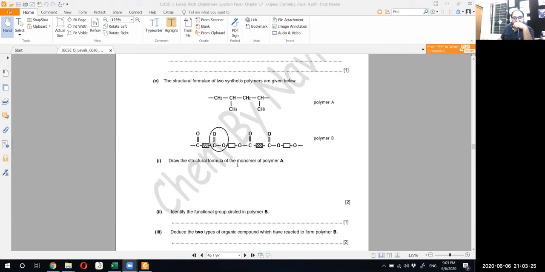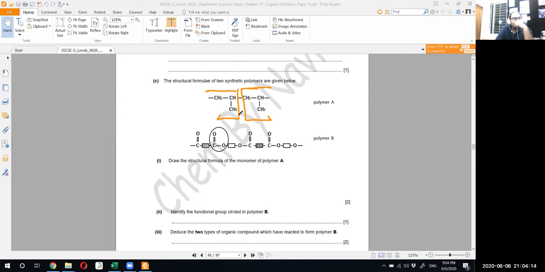So draw the structural formula of the monomer of polymer A. This is polymer A. Will you guys be able to draw this? Yes, sir. What type of polymer is this, addition or condensation? Addition polymer. Very good. From here you can see that there are two repeat units. This is one of them, and this is the other. So where will the double bond be?